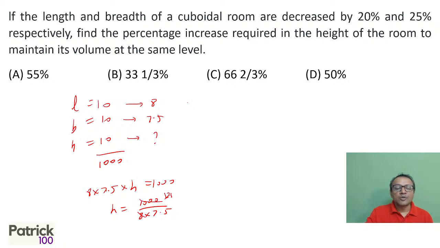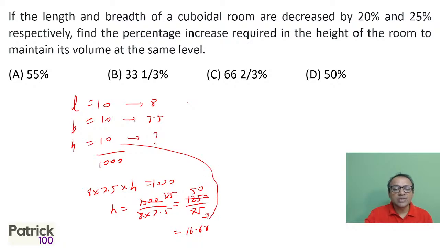This becomes 125 upon 7.5. Remove the point: 1250 upon 75. 25 3s are 75. 50 upon 3. 50 upon 3 is nothing but 16.66. So from 10 it has gone to 16.66, which is 66 2/3% increase.